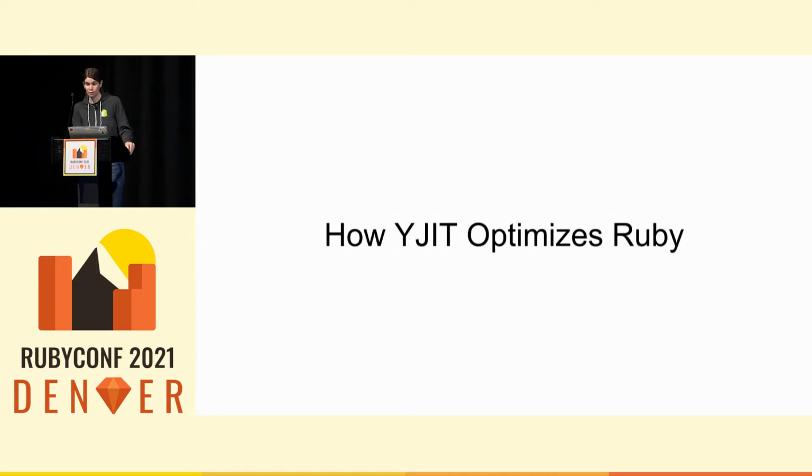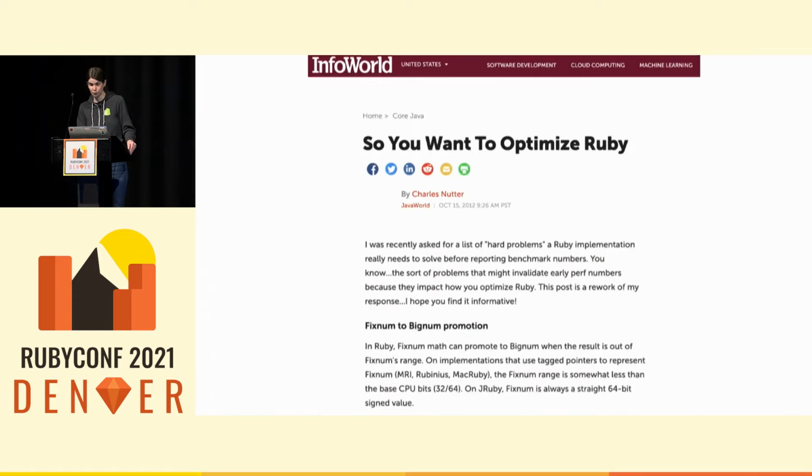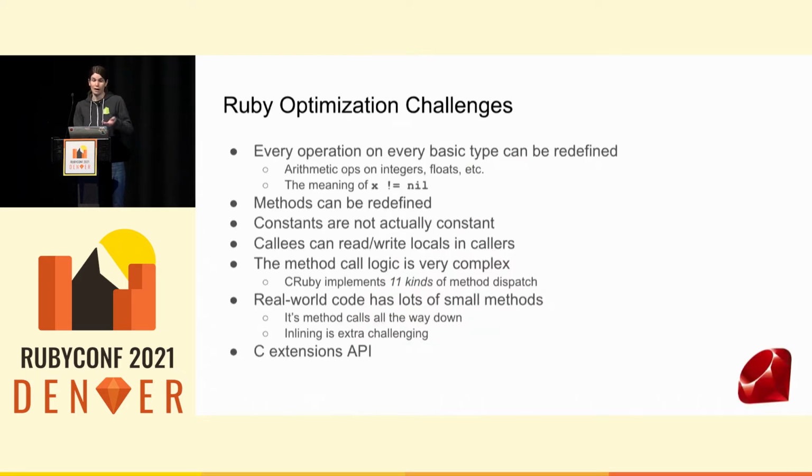Now, a little bit about how YJIT optimizes Ruby. Ruby is a language that's very difficult to optimize. There's an article dating all the way back from 2012 that goes into some of the many reasons why, and it's still relevant today. In terms of the things that we had to contend with, every operation on every basic type can be redefined. You can redefine things like the addition operator. You can redefine the meaning of x equals not nil. You can redefine methods at any time. Constants are not actually constants.